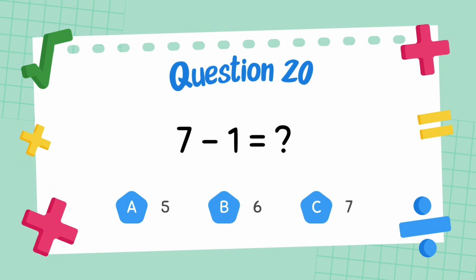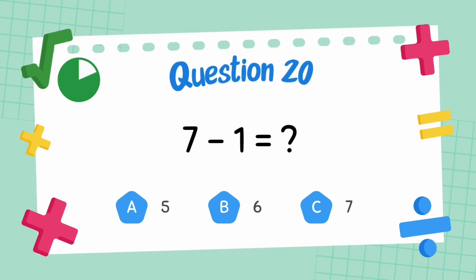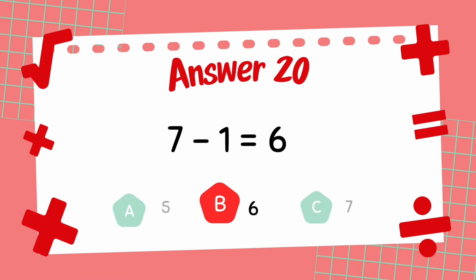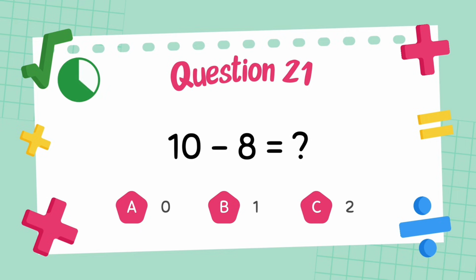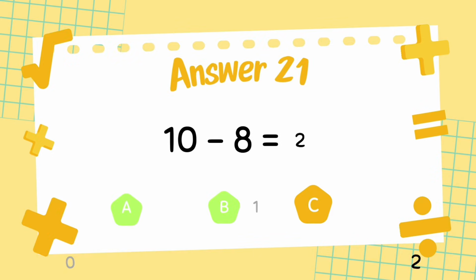What is 7 minus 1? The answer is 6. What is 10 minus 8? The answer is 2.